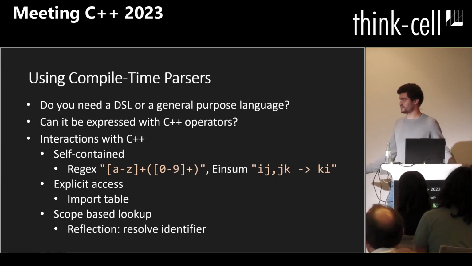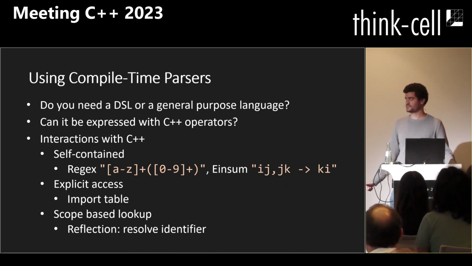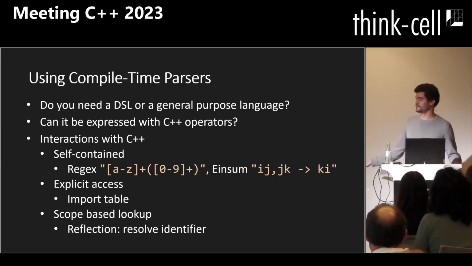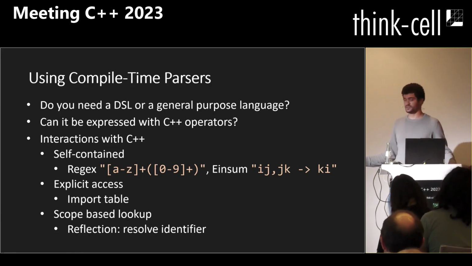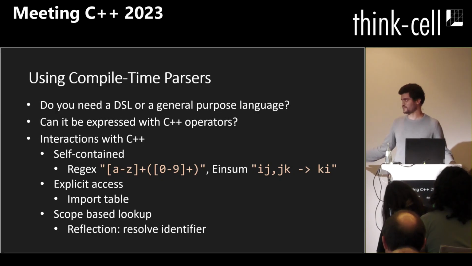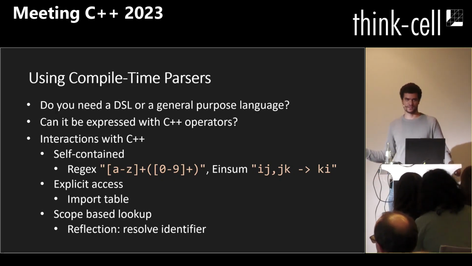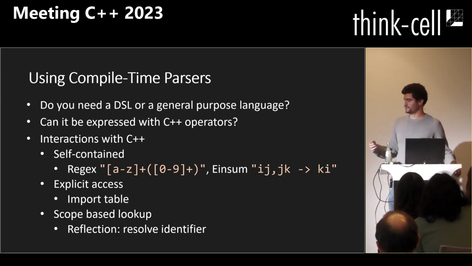The last thing to consider is how your domain-specific language needs to interact with C++. The best examples and use cases for compile-time parsers are self-contained syntaxes, like regex or einsum. They don't refer to any outside variable, and so they are the easiest to use and implement. If you do need to access outside variables in C++, then you can either have explicit access by using an import table, like how Boost MetaParse interacts with the Haskell environment, or, if you need a scope-based lookup, you can use reflection with the resolve identifier mechanism that we have just seen.